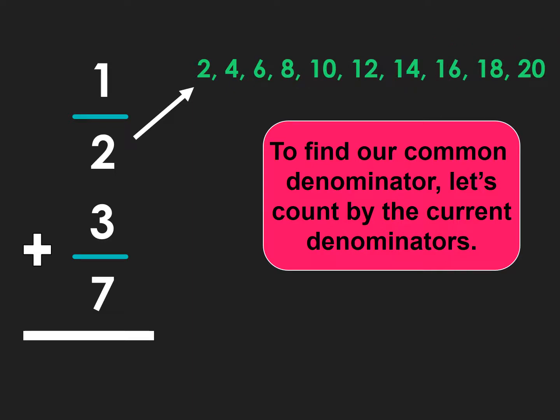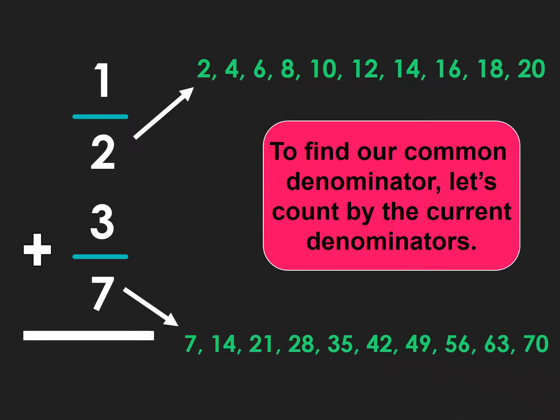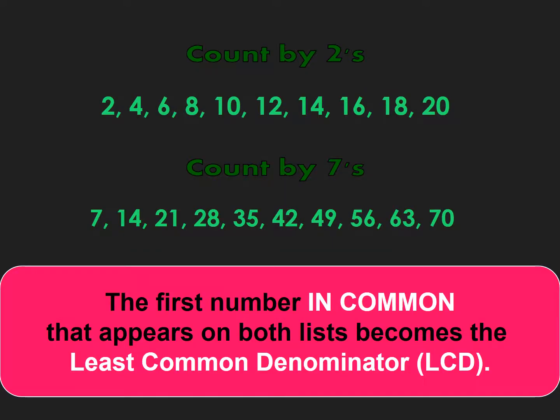2, 4, 6, 8, 10, 12, 14, 16, 18, 20. Now, let's count by sevens. 7, 14, 21, 28, 35, 42, 49, 56, 63, 70. These are the numbers we got when we counted by twos and by sevens.